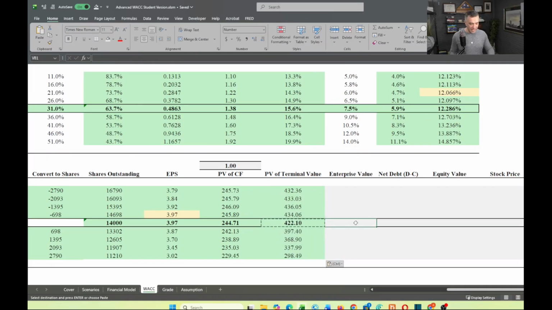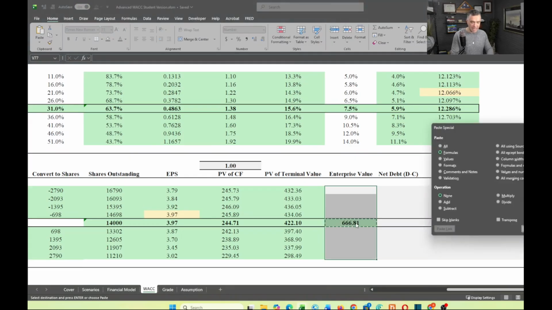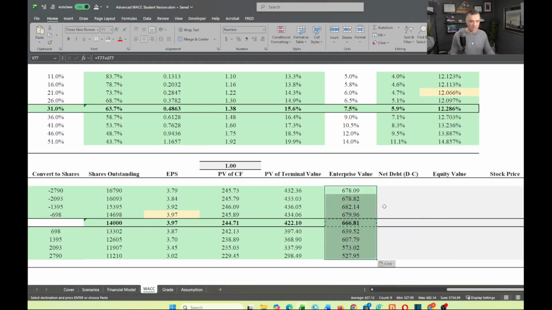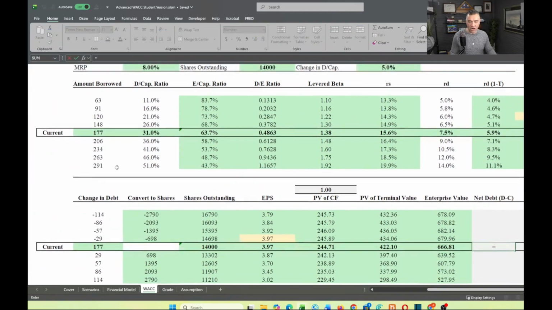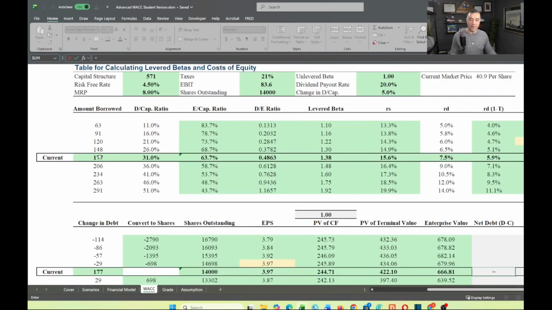And then now we can find out what is our enterprise value, which is the present value of the projected years plus the present value of the terminal value. I'm going to hit Alt ESF. Now I want to find out what is our net debt based off of our debt to capital ratio. So I'm going to go equals. And where's our debt at? This is the amount borrowed, all the different levels.